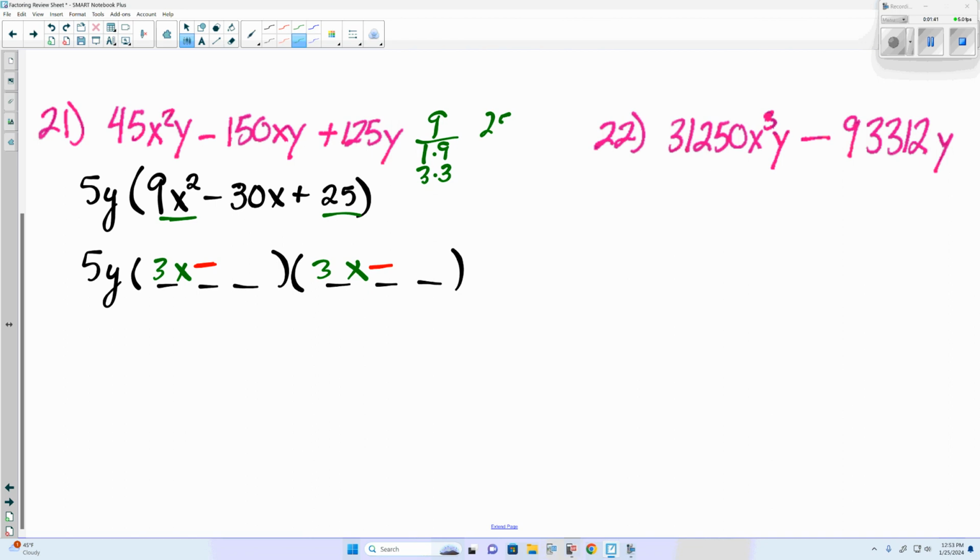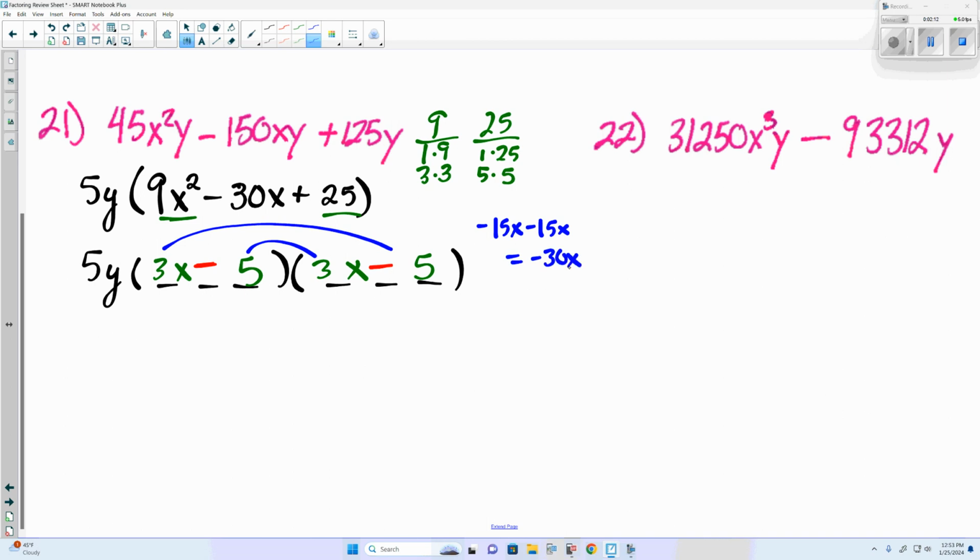Factors of 25, 1 and 25 or 5 and 5. Which one do we want to try first? 5 and 5. At this point here, we can check and see if we get the correct middle term. 3x times negative 5 is negative 15x. Negative 5 times 3x is negative 15x. And negative 15x minus 15x is negative 30x, which is the middle term we wanted. So this here is our answer.